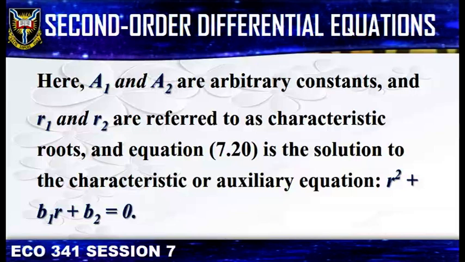Solving equation 4.4 and 4.5 simultaneously, a1 is 3 and a2 is equal to 2. Substituting in equation 4.0, y function of t is equal to 3e raised to power t plus 2e raised to power 4t plus 1 over 2, equation 7.34.